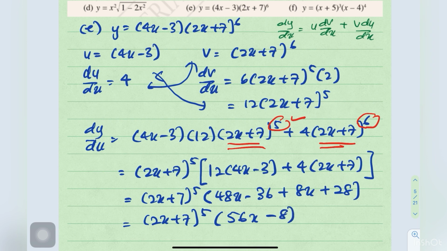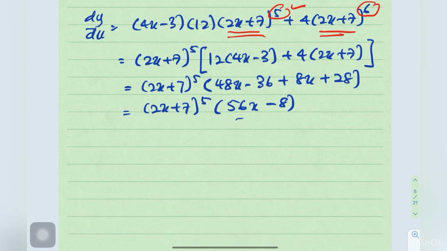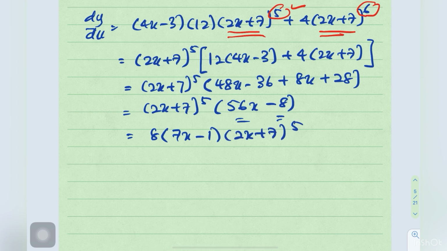Okay, so then still we can simplify. We can factorize 8, so 8(7x minus 1). So here, (2x plus 7) to the power of 5.